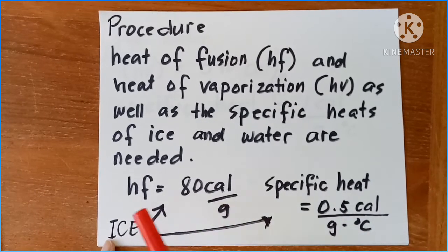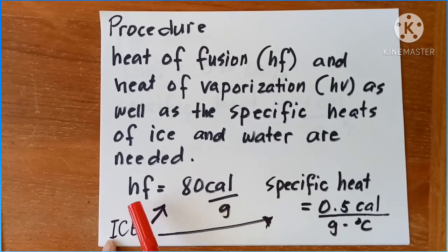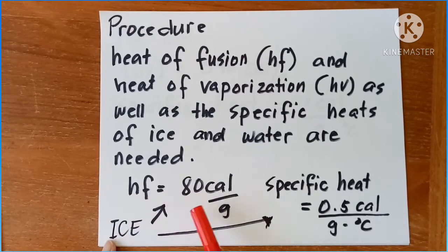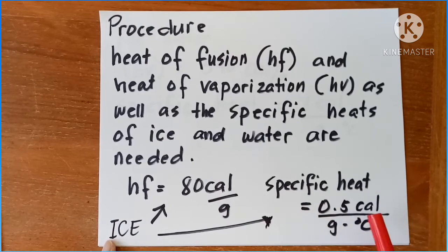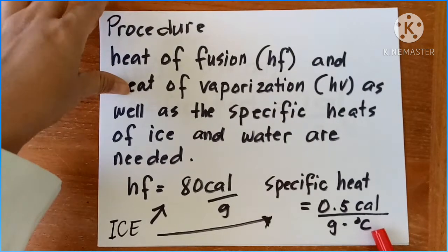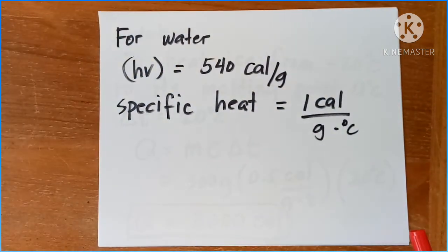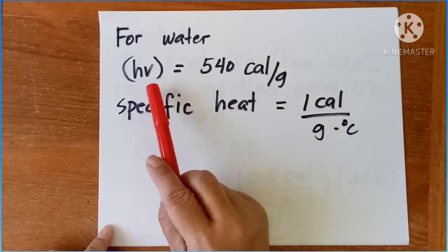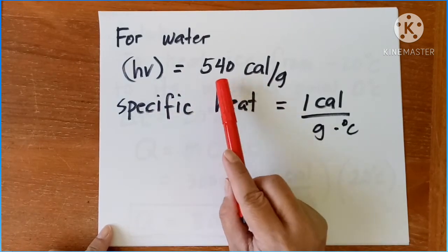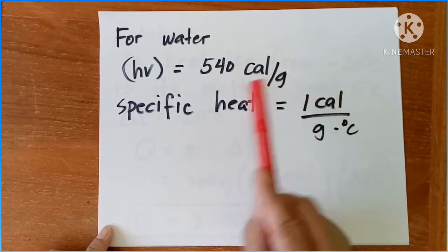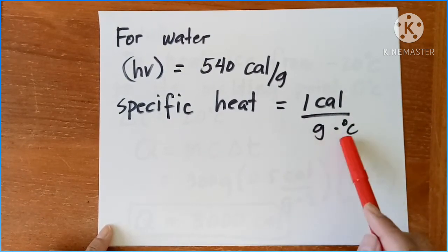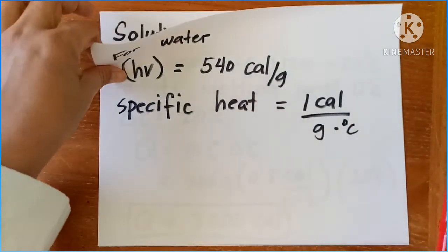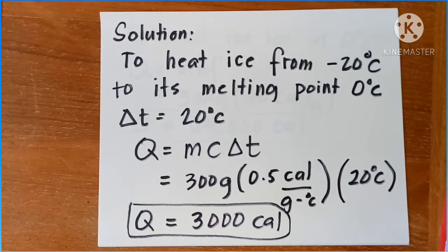So remember that the heat of fusion of ice is 80 calories per gram, and then the specific heat of ice is 0.5 calorie per gram degree Celsius. Now, we also need the heat of vaporization of water, which is 540 calorie per gram. And then the specific heat of water is 1 calorie per gram degree Celsius. So we are now going to have the solution.